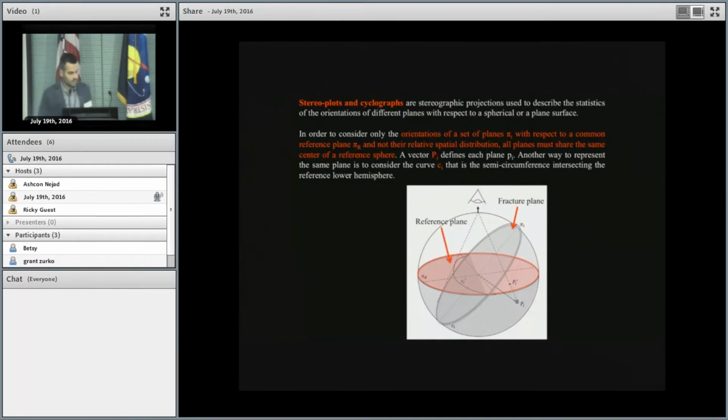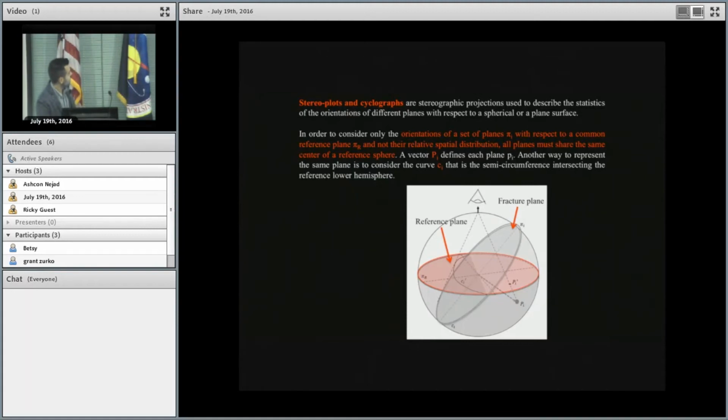Okay, what do we use here? We use stereoplots and cyclographs. They are stereographic projections, and what I'm stressing here is that this kind of analysis, stereoplots and cyclographs, is used to consider the orientation of a set of planes, the planes that we are considering the fracture planes. So we are not really considering their relative spatial distribution, but how they are oriented with respect to one feature or another on the surface of the asteroid.